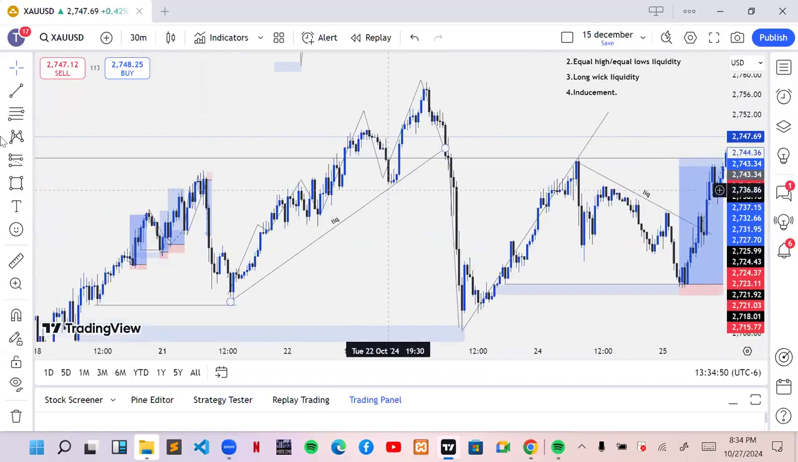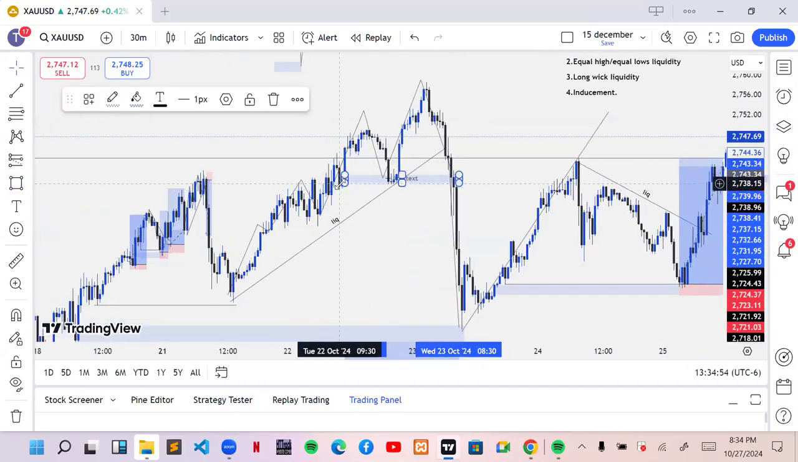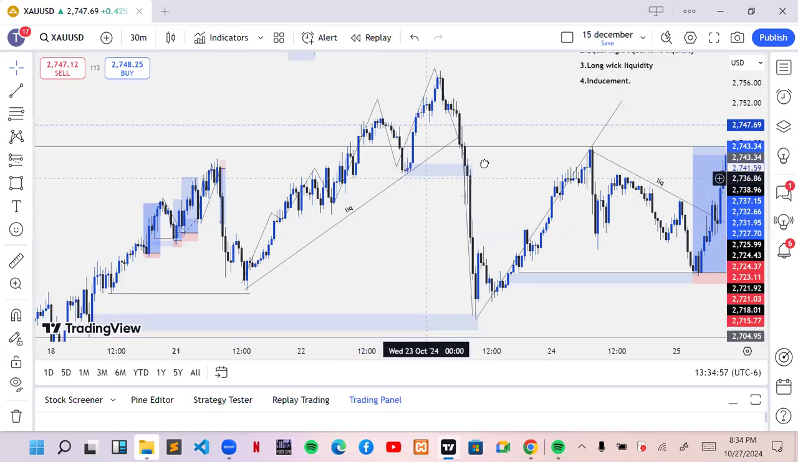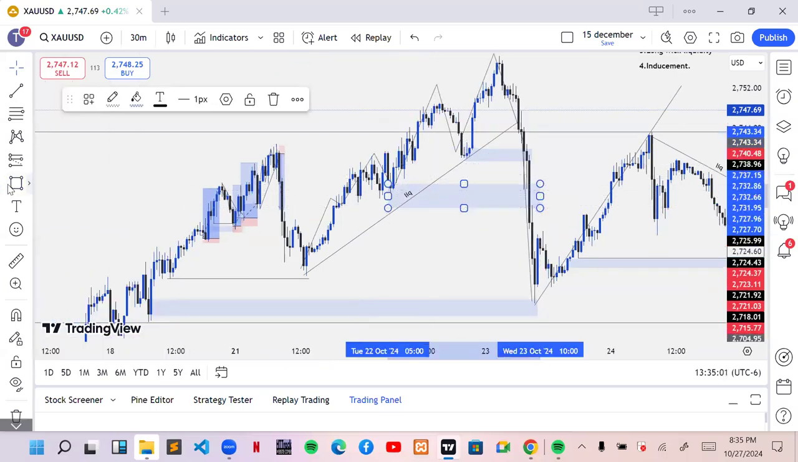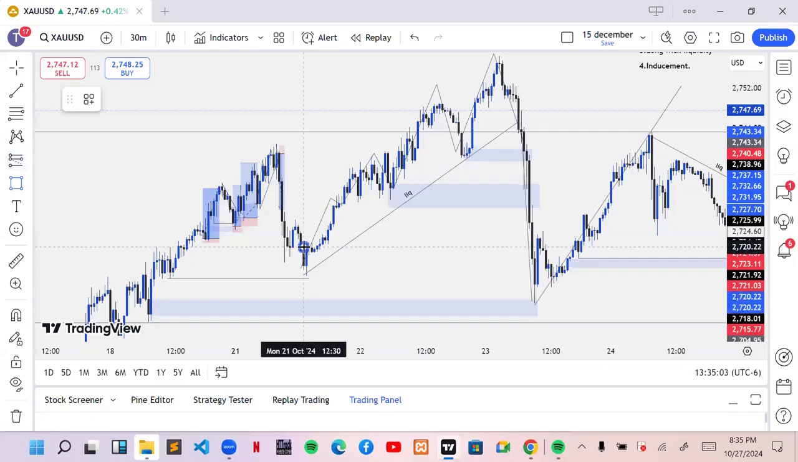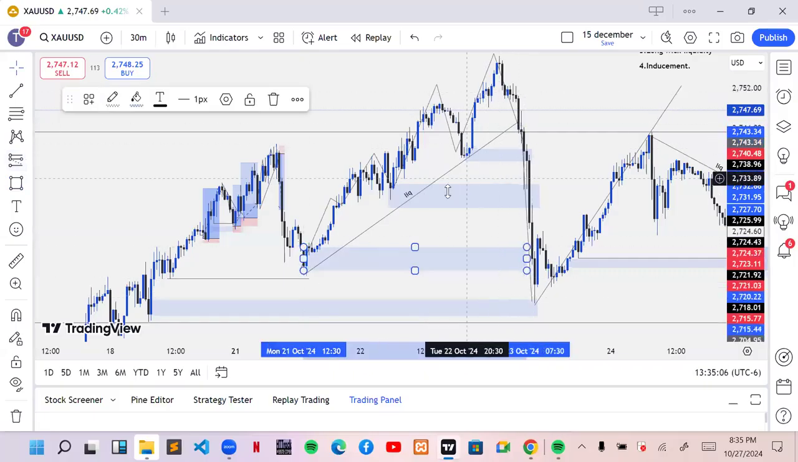Same as people looking for buys from this order block here. After this structure shift, they'll be taken out. People looking for buys from this order block will be taken out. They will keep taking you out until what? Until the market clears the entire trend line.